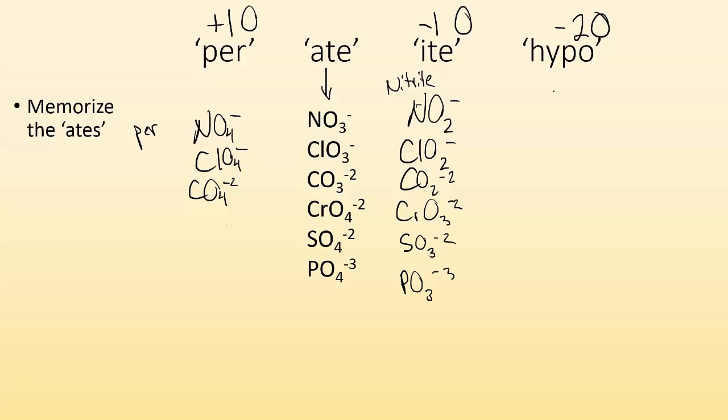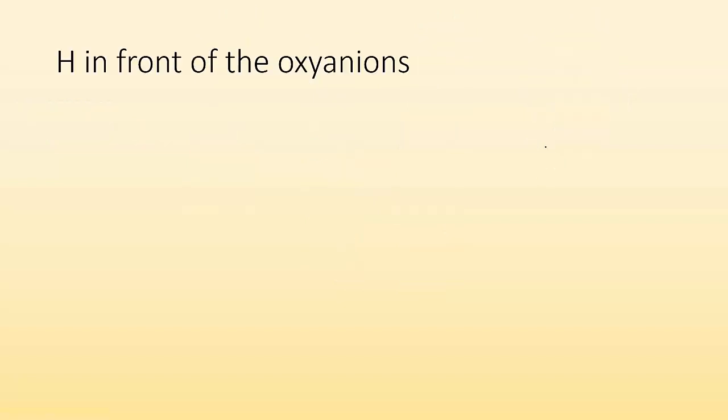What if I had hyponitrite? Hyponitrite would just be NO minus. Hypochlorite would be ClO minus, right? Hypocarbonite, there's the pattern there, okay? So just notice the pattern.